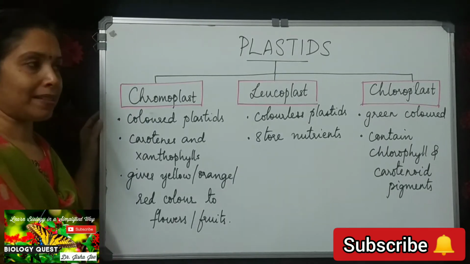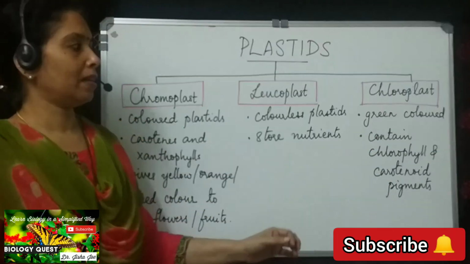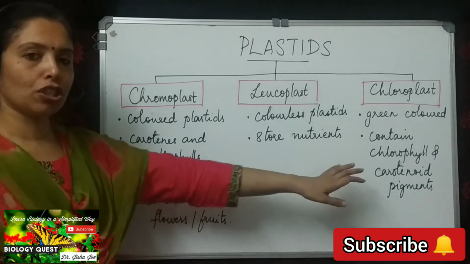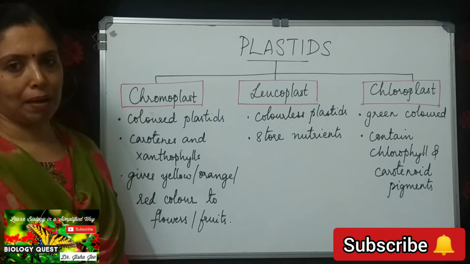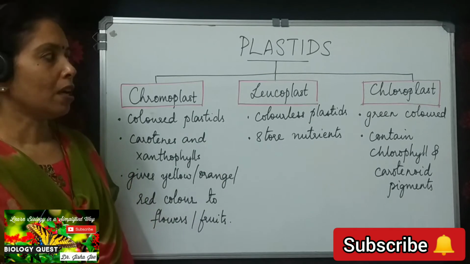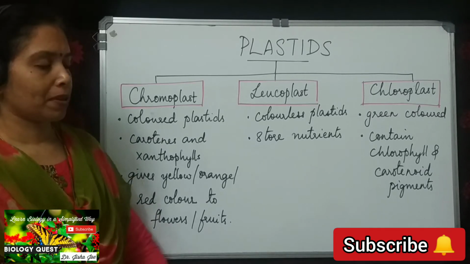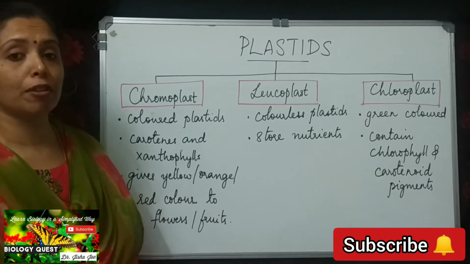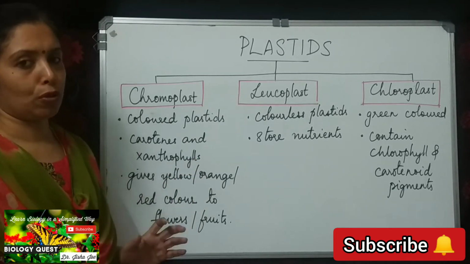And the third type of plastid is the chloroplast. These are the green colored plastids, and the green color is due to the presence of the pigment chlorophyll in them. In addition to chlorophyll, carotenoid pigments are also present in the chloroplast. The main pigment is chlorophyll, which imparts the green color to the leaves of plants. The function of the chlorophyll as well as the carotenoid pigments is to trap the solar energy or light energy for the process of photosynthesis.